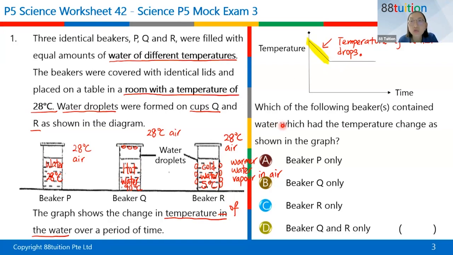So the other 4 students, which beaker has a water temperature dropping after some time? Okay, well done, Kai Han. I have 3 correct answers. I have 6 of you. I'm waiting for the other 6.